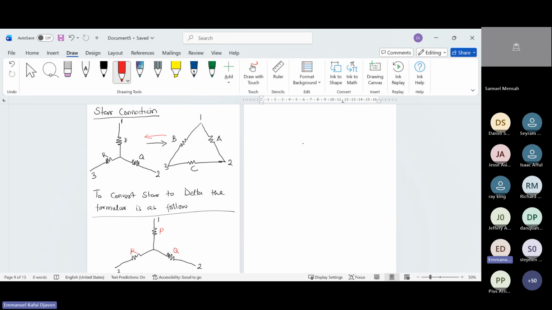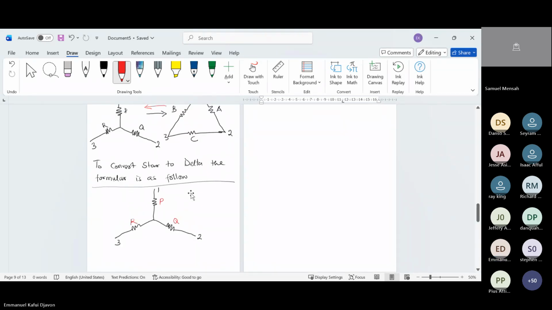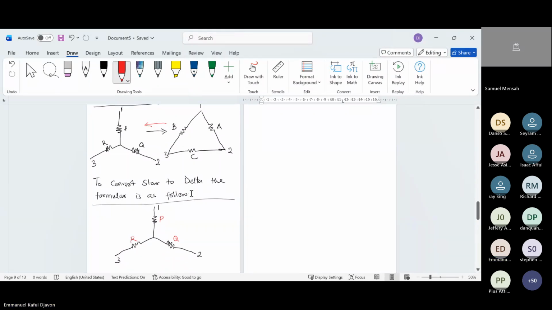Let me still use this side. So now, I'm using the red. I'm drawing a delta around the star. Please look at this critically. Can you see what I'm doing? Yes, sir. We can see it.